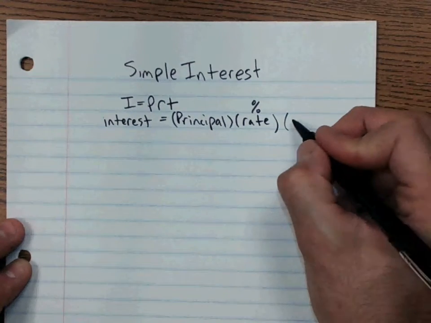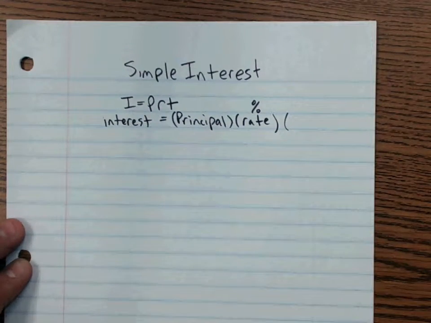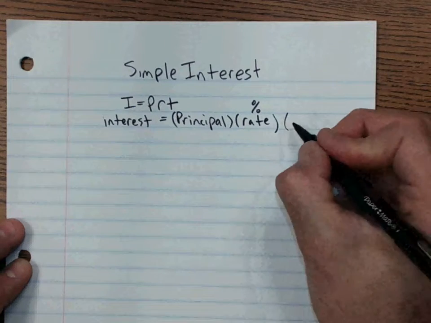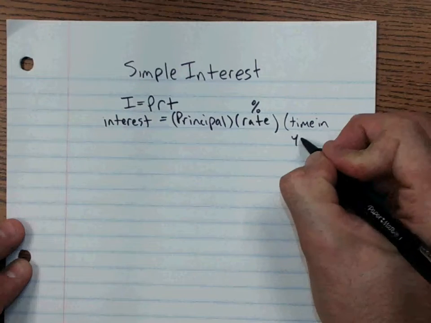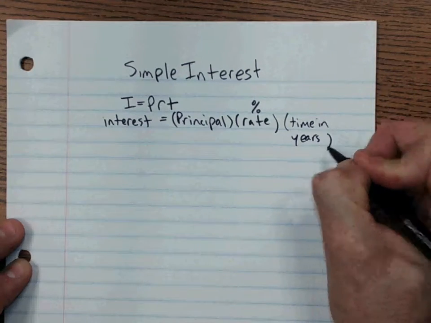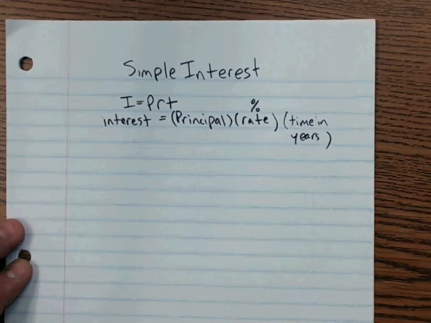It's really important to remember that because sometimes you hear of loans and it tells you how many months, but it's always going to be calculated in years. So time in years. I equals PRT.